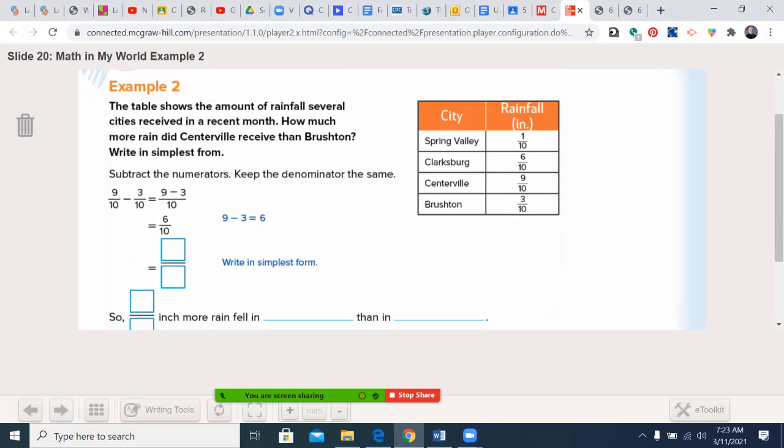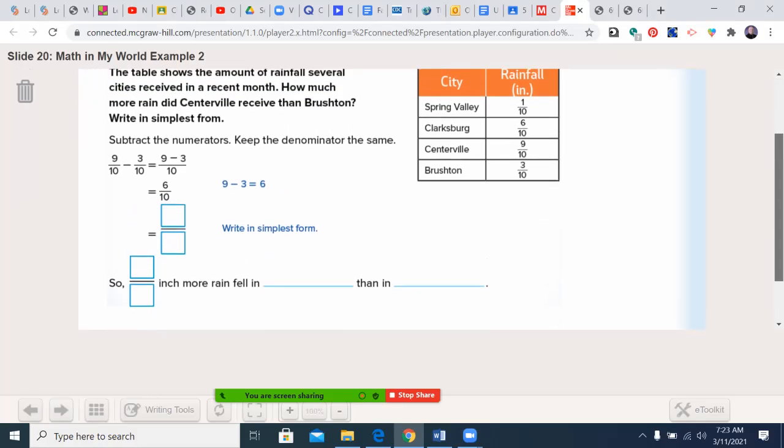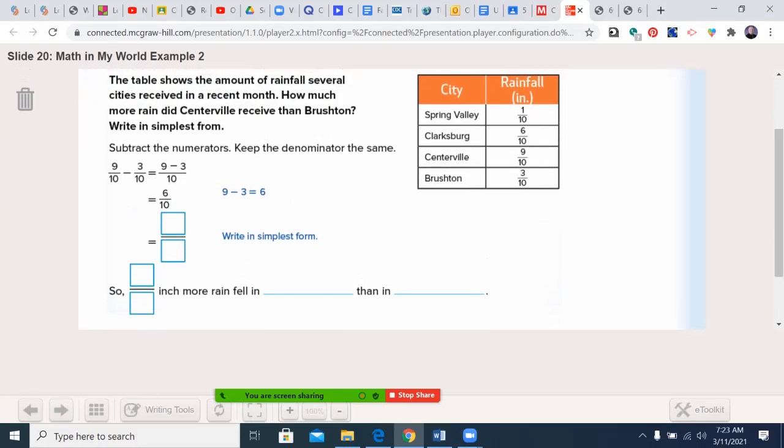Example nine, and we have a chart here. Let's see if I can get it perfectly spot on for you. The table shows the amount of rainfall several cities received in a recent month. How much more rain did Centerville receive than Brushton? Write in simplest form. So first thing I need to do is find how much rain they had. Centerville had 9/10 of an inch, and Brushton had 3/10 of an inch.